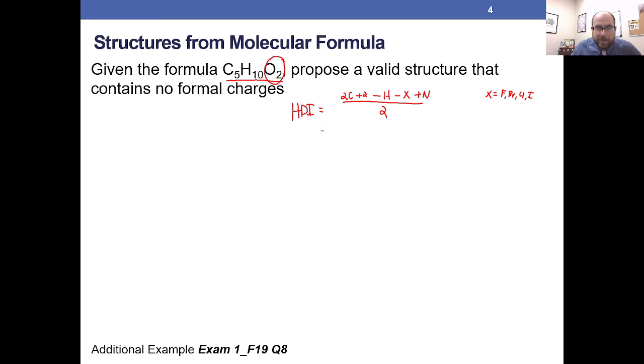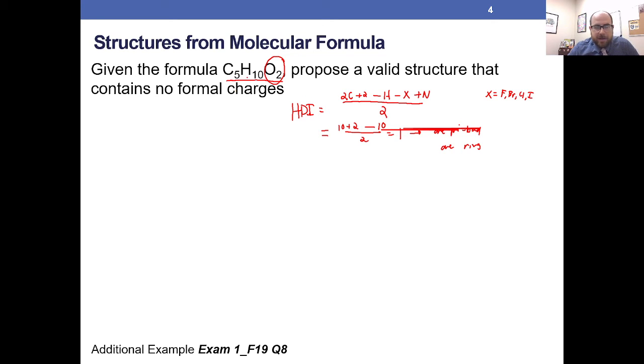So for this example, we have 5 carbons. We're going to take 10 plus 2 and then subtract 10, which is the number of hydrogens. We're going to divide that by 2. That gives us an HDI of 1. So again, this tells me that I have either 1 pi bond or 1 ring in my molecule. And we're given a lot of leeway in this question, so we could incorporate either a pi bond or a ring into this example.